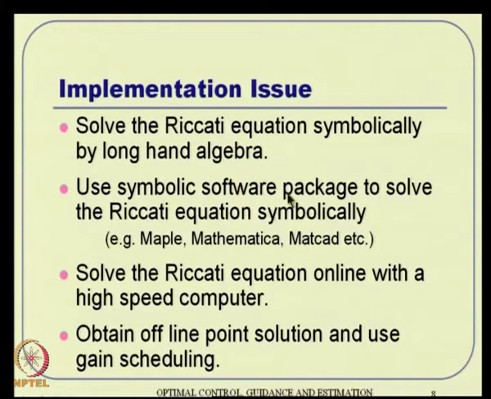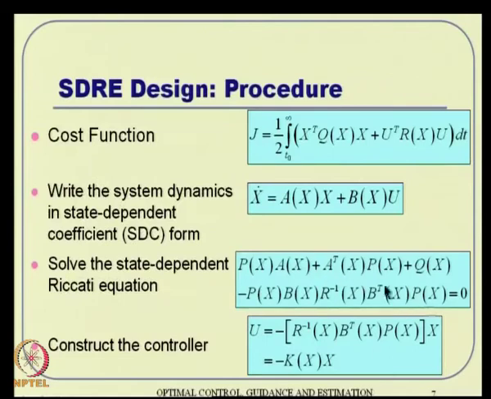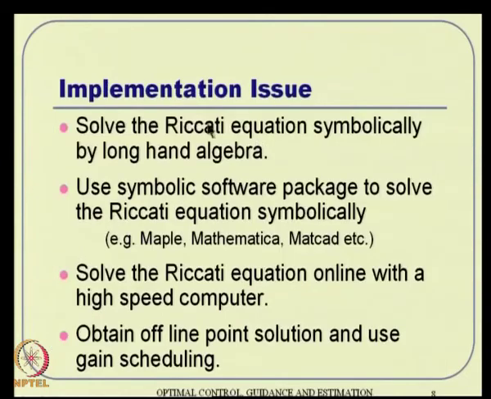So, obviously there are certain implementation issues. The first implementation issue is, how do you solve this Riccati equation? That's what most of the difficulties boil down to, numerical problems actually. First, you can think of solving the Riccati equation symbolically by longhand algebra, and if the problem dimension happens to be small, and we have given some examples before in this lecture series, it is possible to solve the Riccati equation symbolically. That is the best thing to happen if you can do that.